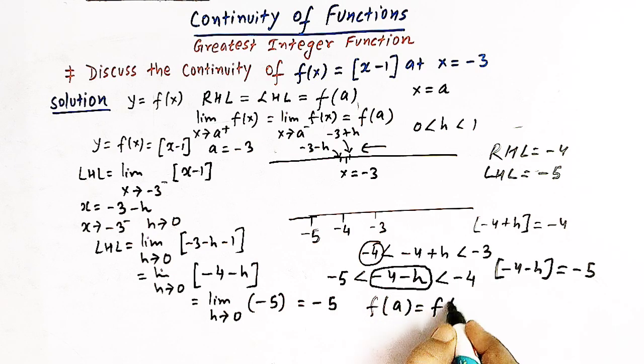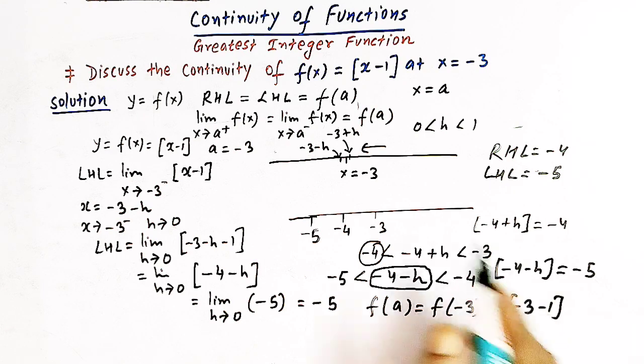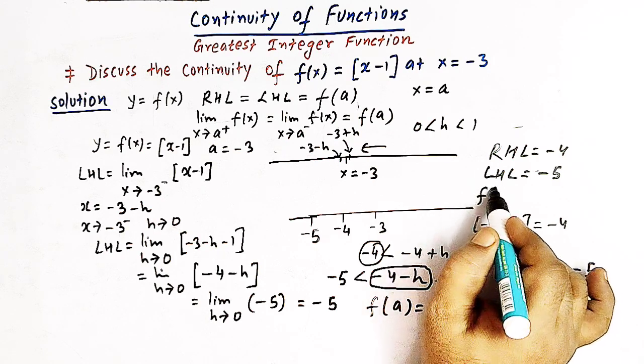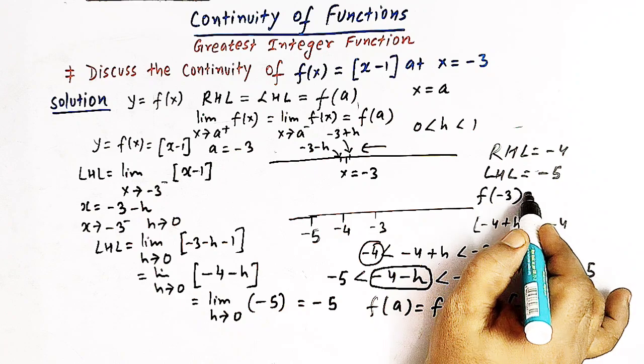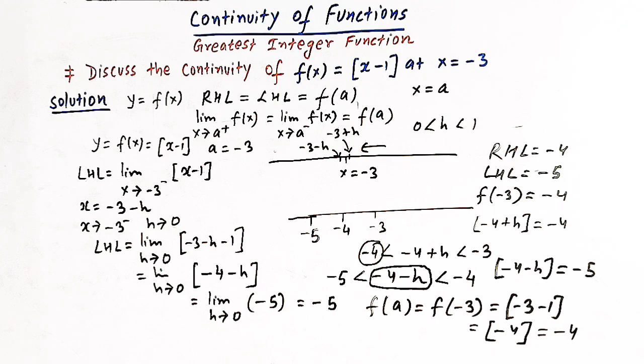of a, that is f of minus 3, is equal to greatest integer of minus 3 minus 1, taking x is equal to minus 3. So we have greatest integer of minus 4. Minus 3 minus 1 is minus 4, and we know that the greatest integer of any integer is the integer itself. So this is equal to minus 4, right? So the value of the function, that is f of minus 3, is equal to minus 4.